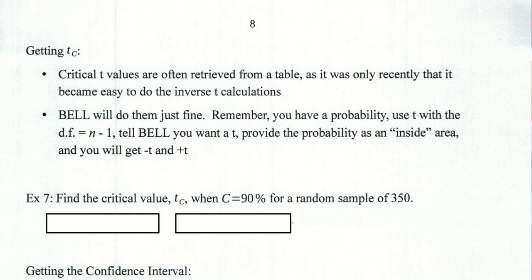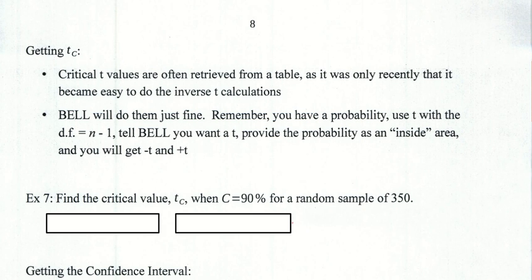So in the past, even when I was taking this course as a student, we had tables for this, and we actually found the number closest to the area, the probability that we were interested in, and then we figured out what values of t were closest to that. I'm going to talk you through using Bell. If you'd rather, you can always use the methods that Kate talks about in the book, where she uses the built-in functions of the calculator. And when we do that, we're going to use the inside area.